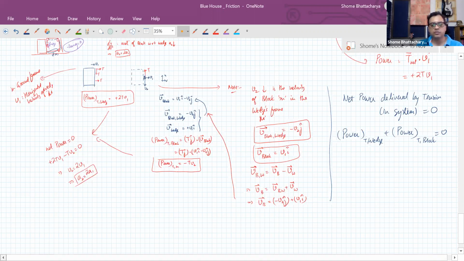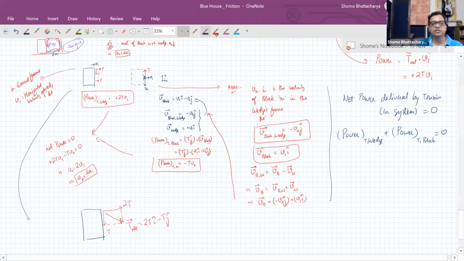Now let's start with the wedge. So for the wedge, you have this diagram here. What is happening on the wedge? The net tension that is acting, there are two horizontal components of tension, so 2T like this, and one vertical component of tension like this. So the net tension that is acting on it is like this vector. It is 2T i cap minus T j cap. This is the amount of tension which is acting.